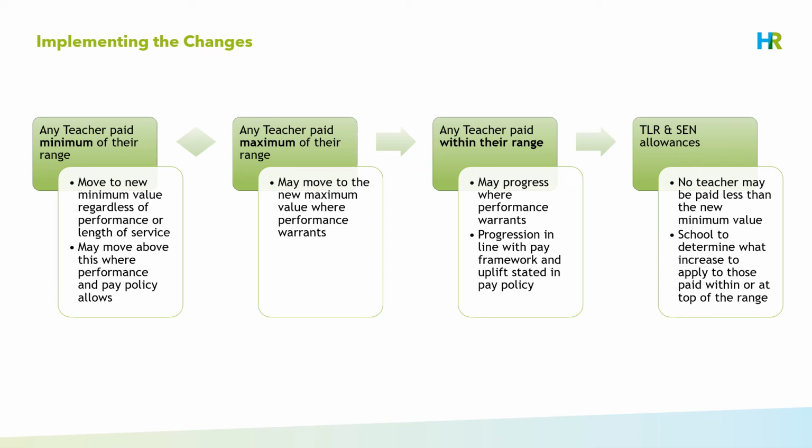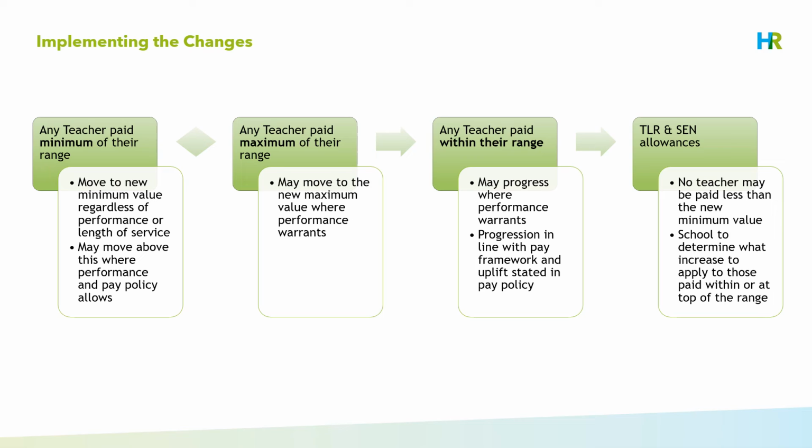So, what do these changes mean in practice? Any teacher paid the minimum value of their pay range should move on to the new minimum value. This is regardless of performance or length of service, as to pay beneath the published range would be a breach of contract. A teacher paid the current minimum may progress above the minimum value where their performance warrants and the pay policy allows.